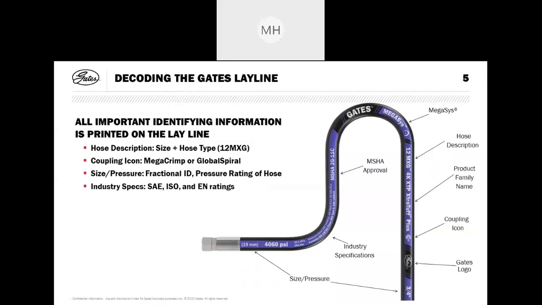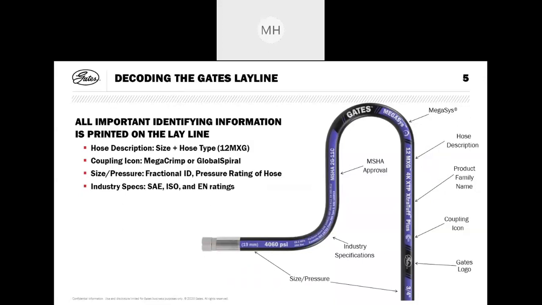And along with that, we have a pressure rating. As you can see here, this hose has a pressure rating of 4,060 PSI. Now, the next one along is probably one of the important ones, the industry specifications. This covers off the SAE, ISO, and EN, which is European norm ratings. So there's a lot of information on there to indicate what the hose meets and exceeds in respects to those international standards.